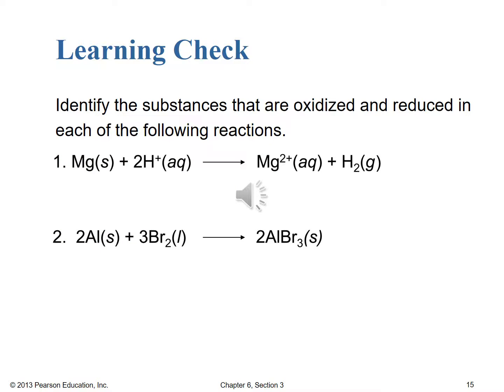Let's try one more learning check for this topic. In this learning check, you're going to identify the substances that are oxidized and reduced in each of the following reactions. So for reaction number 1, you'll identify which reactant is oxidized and which reactant is reduced, and then you'll do the same thing again in reaction number 2. So please pause the video now. It'll probably take you a few minutes to work these out, and then when you're done, start back up and we'll see how you did with this learning check.